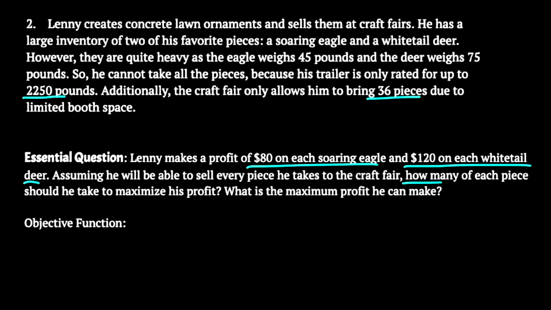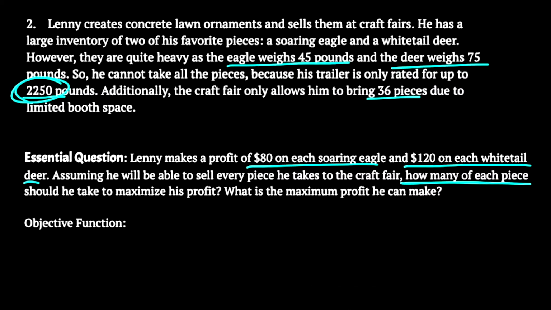So like I said, we need to figure out how many of each piece he should be packing up. At first, when you see that you can make an $80 profit on soaring eagles and $120 on deer, you would think, oh, just bring as many white-tailed deer as you can because you make the most profit on those. And if we're assuming that we're going to sell everything, yeah, just bring the most deer. But then if you look back up here, it says that the soaring eagle weighs 45 pounds and the white-tailed deer weighs 75 pounds. And remember, your trailer has a 2,250 pound limit. So yeah, you make more money with the deer, but they also weigh more, so you can't bring as many along with you. All right, so let's work through this problem and see how we can solve this mathematically.